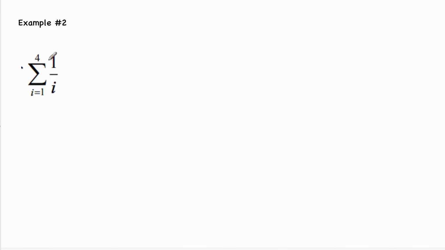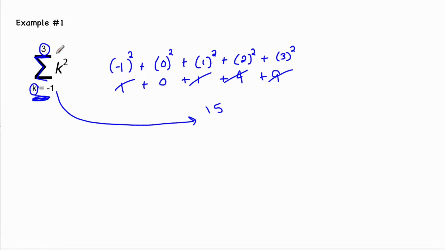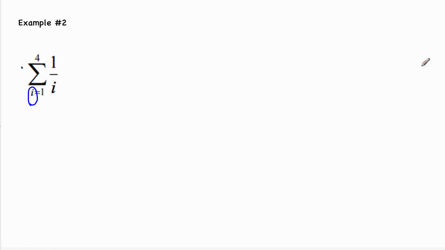All right, so this one, same thing. Notice this is the letter I. This was the letter K. You can use any variable you want as long as they match in the equation and your index. All right, so they're telling me to start at 1. Every time I see an I, I'm going to put in 1. All right, now I'm going to add on to that. Well, I'm going to go to 2. Then they're telling me to put in 3. And they want me to end here at 4.